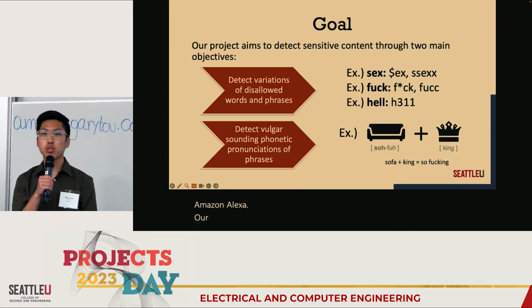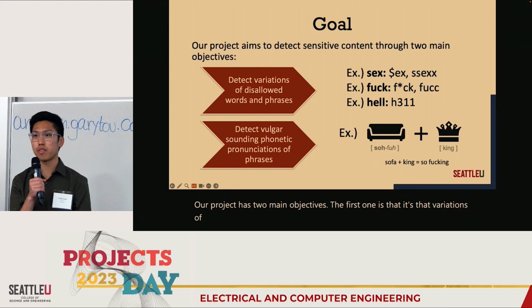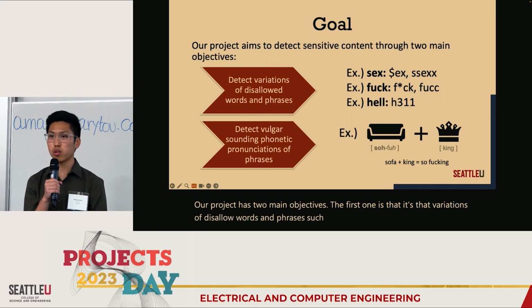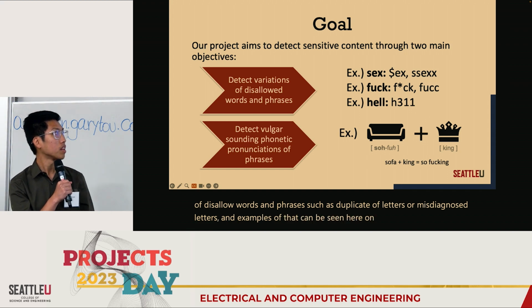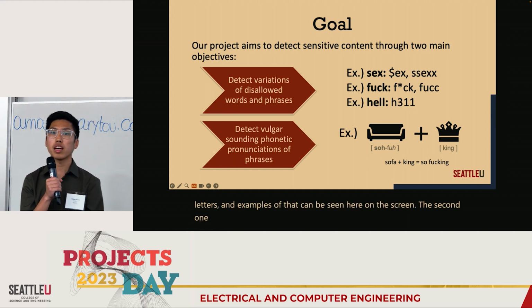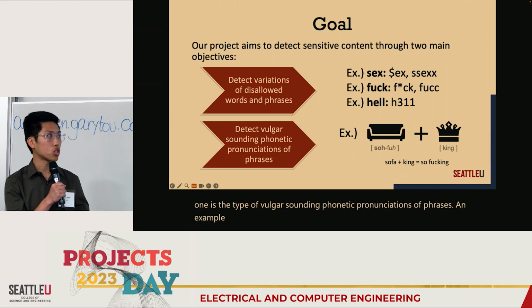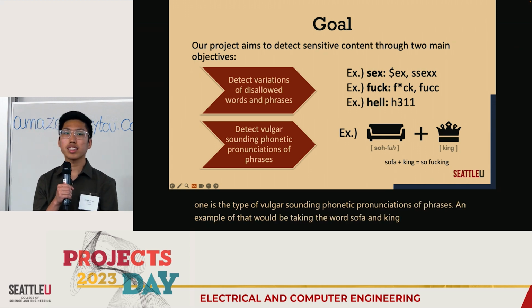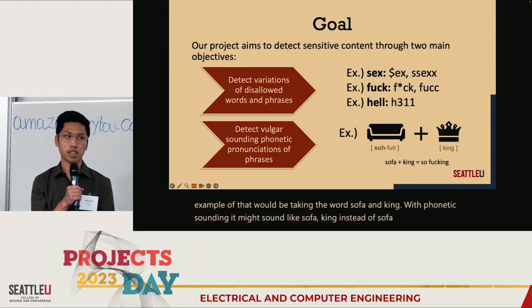Our project has 2 main objectives. The first one is to detect variations of disallowed words and phrases, such as duplicate of letters or misspelling of letters. And examples of that can be seen here on the screen. The second one is to detect vulgar-sounding phonetic pronunciations of phrases. An example of that would be taking the words sofa and king. With phonetic sounding, it might sound like so fucking instead of sofa and king separately.